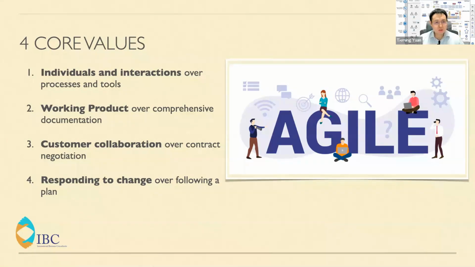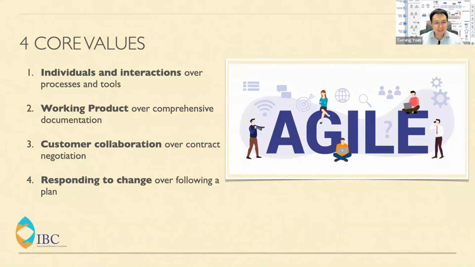The second point is working product over comprehensive documentation. In the past, when I worked in a waterfall project, especially in my company, I spent a lot of time doing documentation admin work. However, in Agile, we should focus on working product. That means getting the product to the clients and making sure that it's of quality is the number one priority, not documenting your process, getting your administrative work done, setting up meetings. The bulk of the focus should be making sure the working product is of quality.